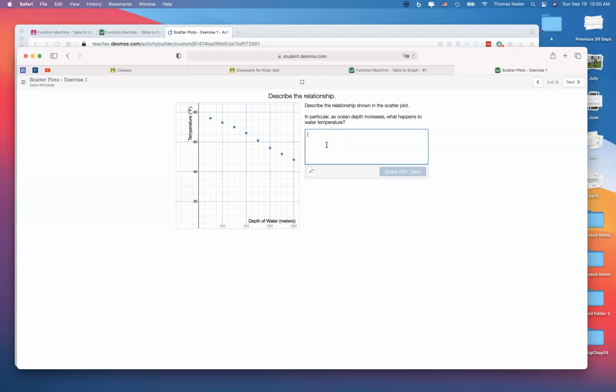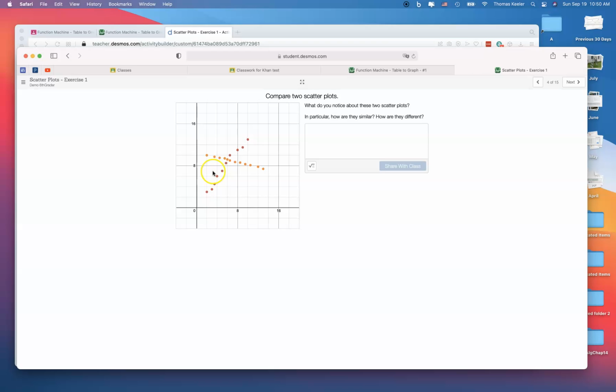Okay, so what's our relationship? Our relationship seems to be that as the depth increases, the temperature decreases. If you want to put it in a shorter variant, water gets colder as you go deeper. Especially if you've been swimming in the lake, you'll notice this. It's a very strong tendency. It's warm at the surface, but then you get down a little bit and it's much colder.